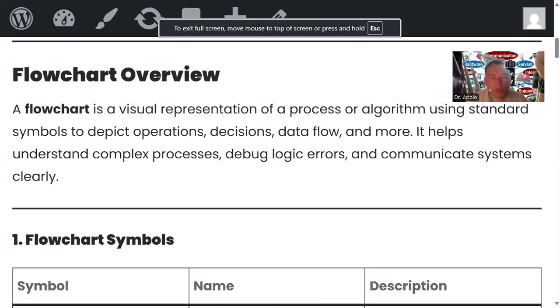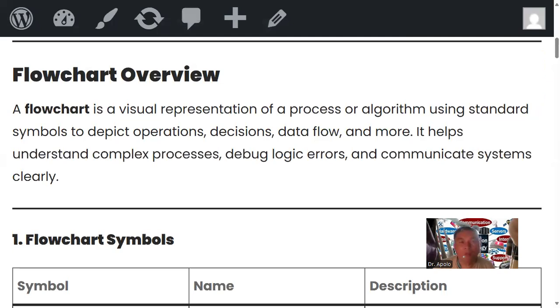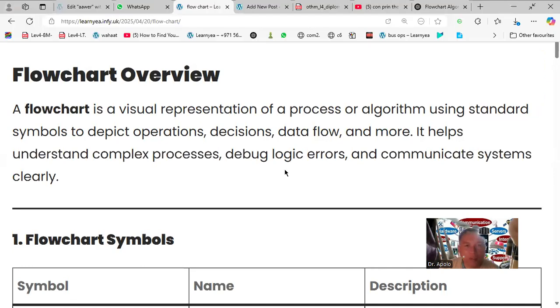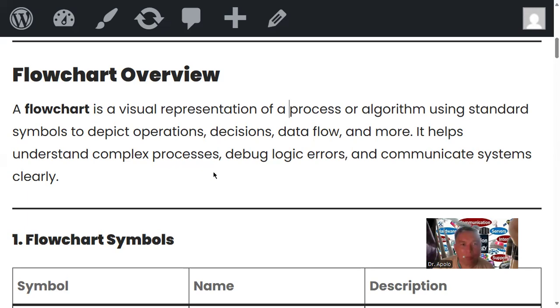So let me share now my screen. So let's talk about now flowcharting. What is flowcharting? You can think of it as a direction that gives step by step until you reach the end. A flowchart is a visual representation of a process or algorithm, using standard symbols to depict operations, decisions, data flow, and more. Flowcharting helps understand complex processes, debug logic errors, and communicate systems.